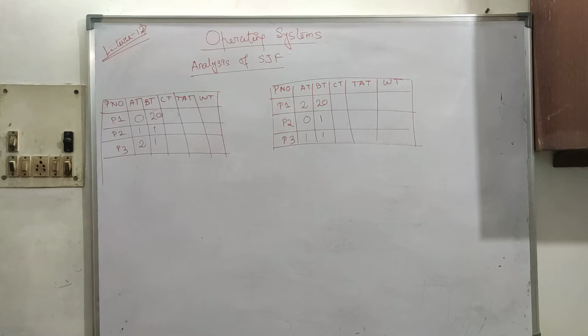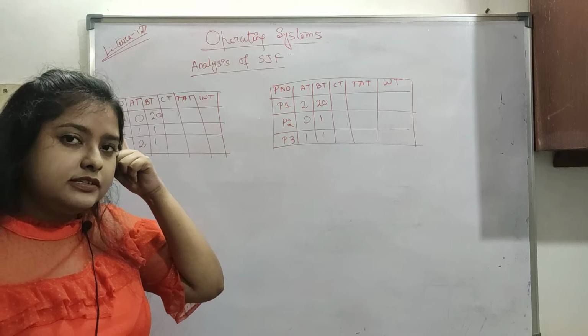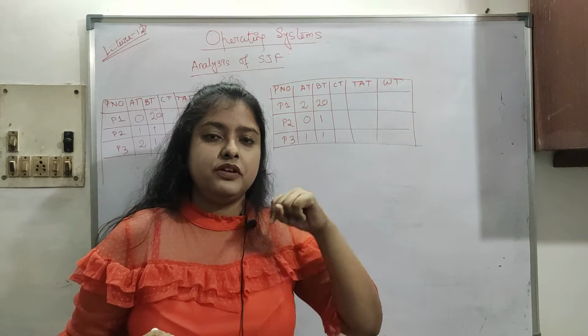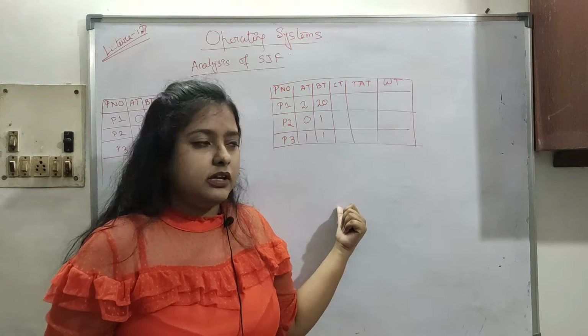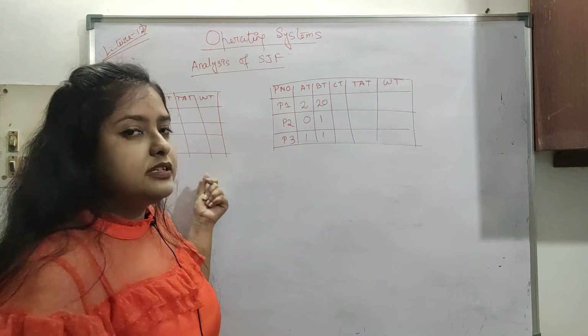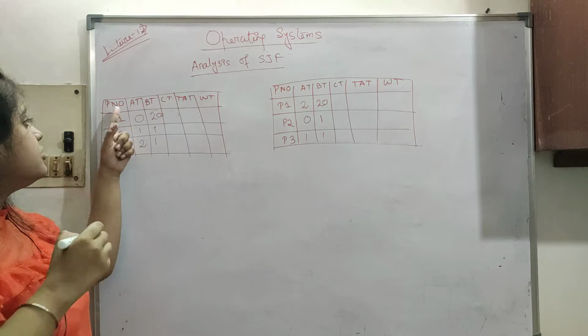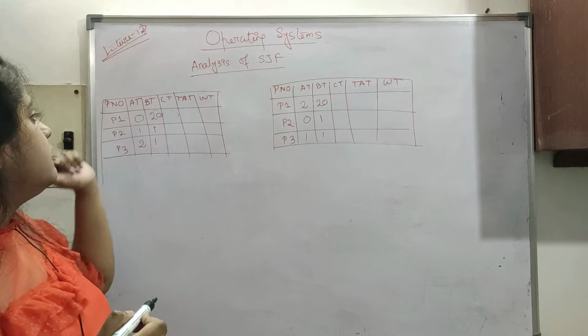So now we have seen one example on SJF. Now let's see this example and let's see if it is having convoy effect. We have seen that convoy effect is there in FCFS. So let's see if SJF is having convoy effect or not. Okay, so let's see this example first. Process number, arrival time, and burst time are given.